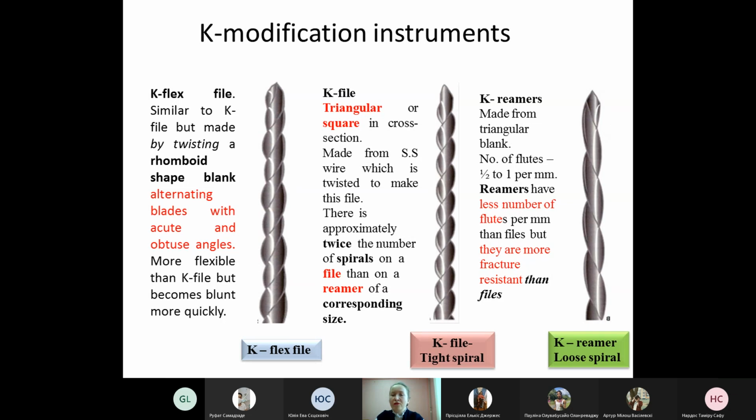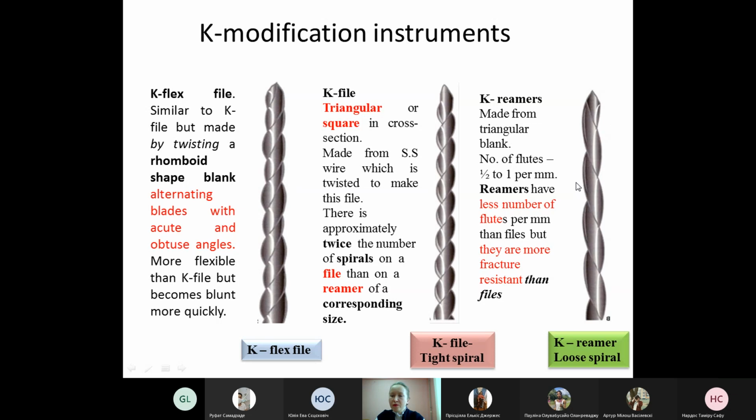Pay attention. In general, a file has a tight spiral with a blunt tip. Here as well, a blunt tip. Reamer, in general, has a loose spiral. Pay attention, compare this one and this one. Reamers are made from a triangular blank, and the number of flutes, so blades, is 1/2 to 1 per every millimeter.